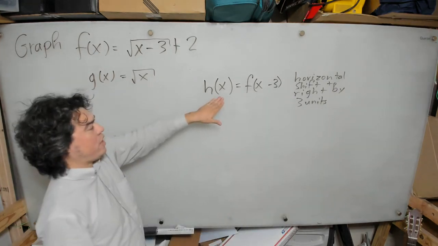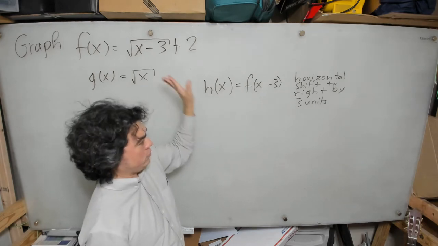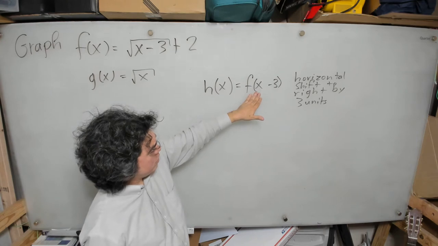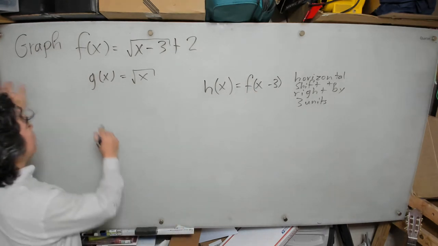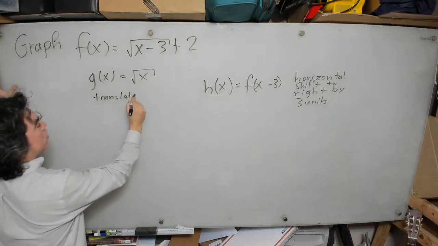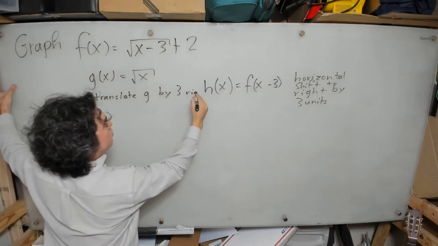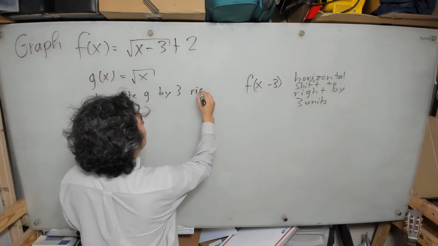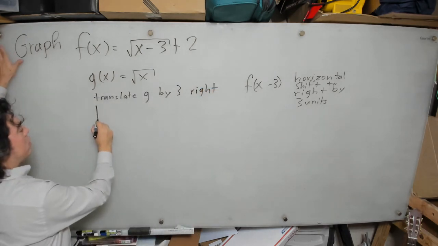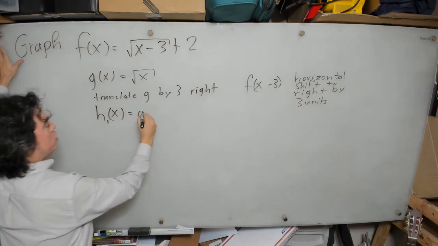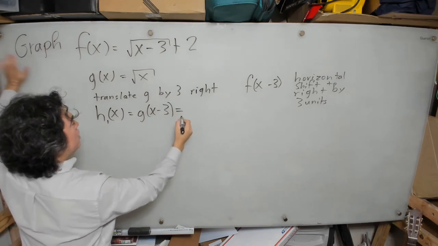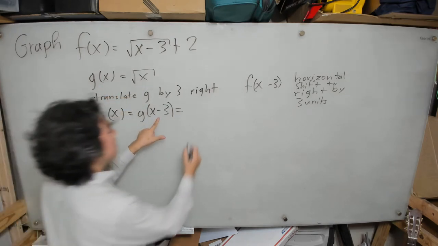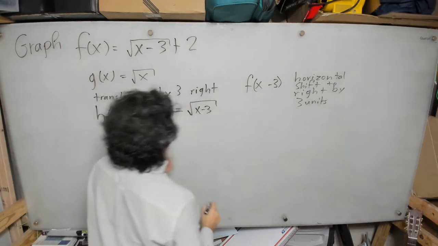So if I have a function h of x that can be written like this for some other function f, not this f, but another function in general, then I can see that h of x is the horizontal translation to the right by 3 units of the f. So here, what I'm going to say is I'm going to translate g by 3 right, okay? And so I'm going to label that as h1 of x, and it's going to be g of x minus 3, and that's going to equal, well, what is g of x? Well, g takes an input x and outputs the square root of that x. Here, g is taking in x minus 3, and it's going to output the square root of x minus 3.